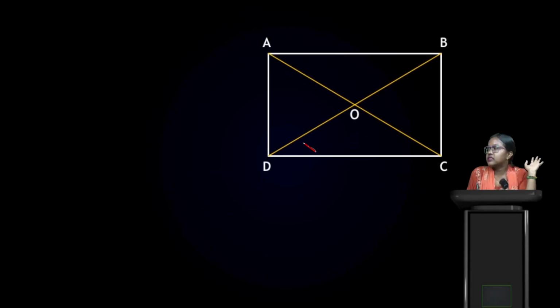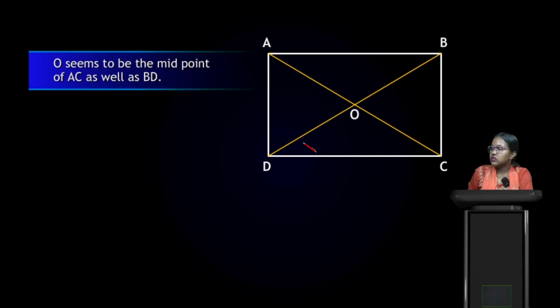Here this diagram is the diagram of a rectangle, we know. Yes. O seems to be the midpoint. So on your screen you can see how O is looking. Can you tell? Yes, it is looking like O is lying in between AC and BD, right? It is the midpoint of line AC as well as line BD. Okay.